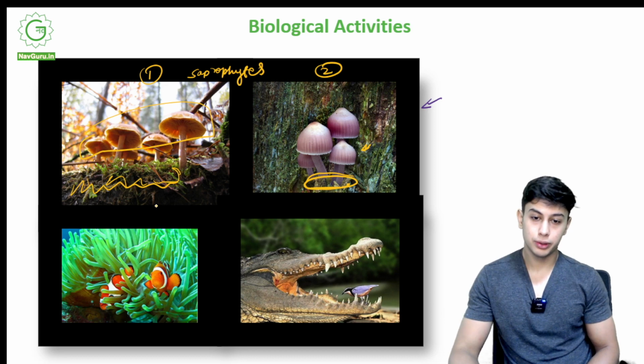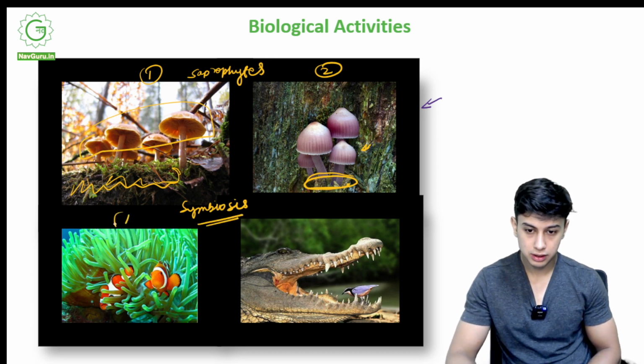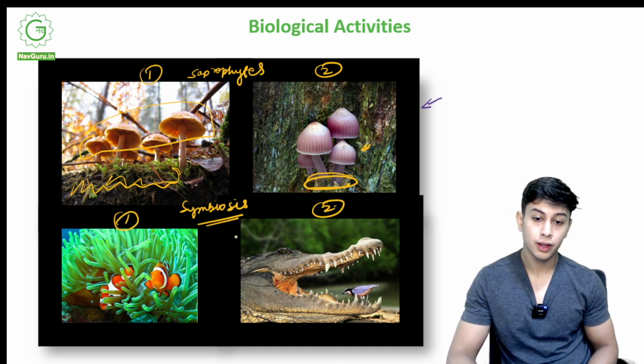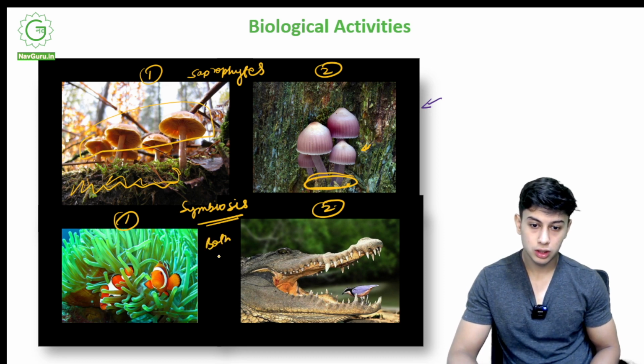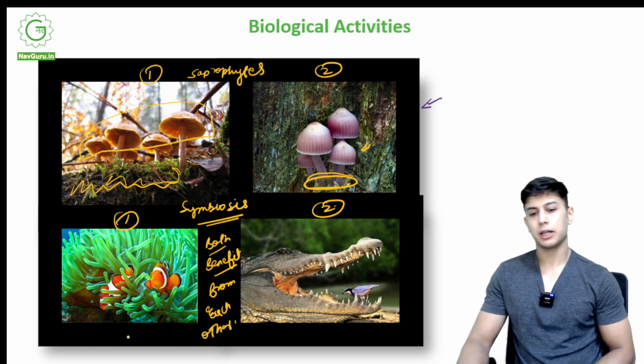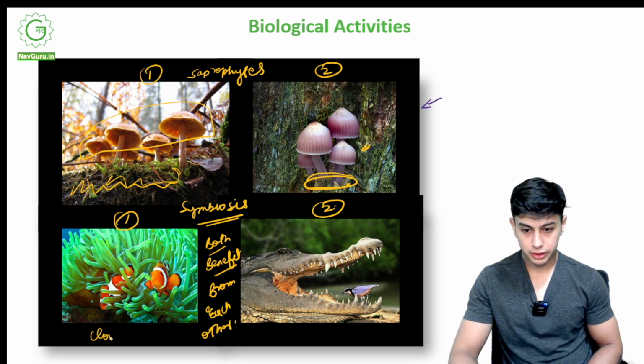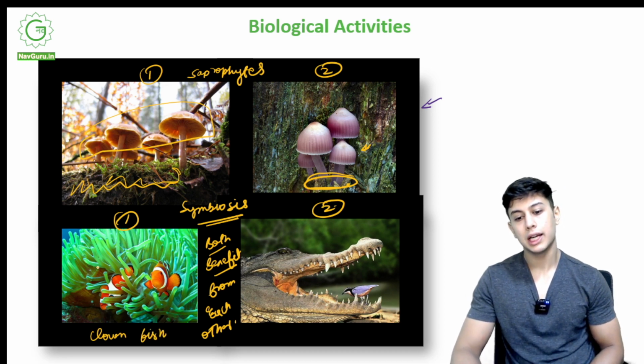Now we come to symbiosis. In symbiosis, see this first picture, see this second picture. Both benefit, right? Both are benefiting from each other. Now if you have seen that movie Nemo, this is called a clownfish. That Nemo fish we see in the movie is a clownfish.